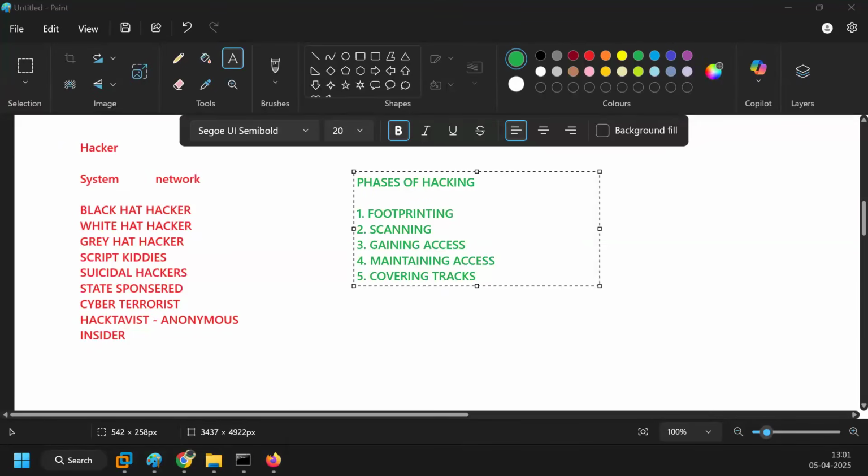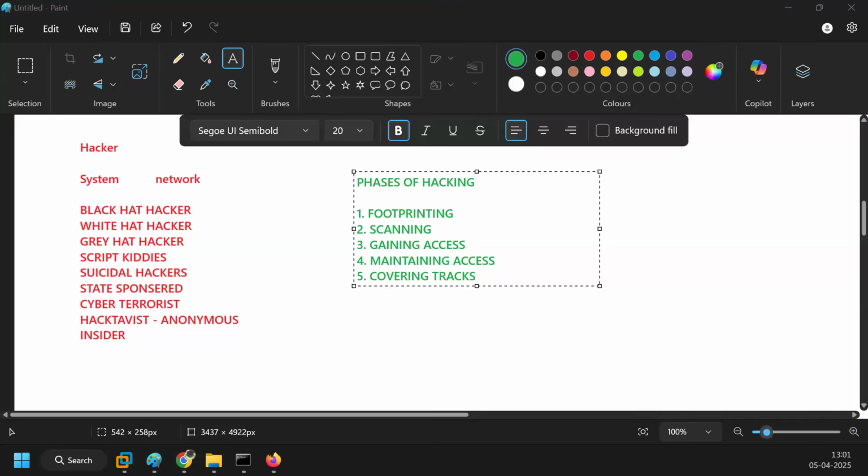So over there, guys, once we have found the information about the vulnerabilities and the weakness, we go ahead and try to take advantage of them, right? So that we can gain access to our target system. That is what we call gaining access.